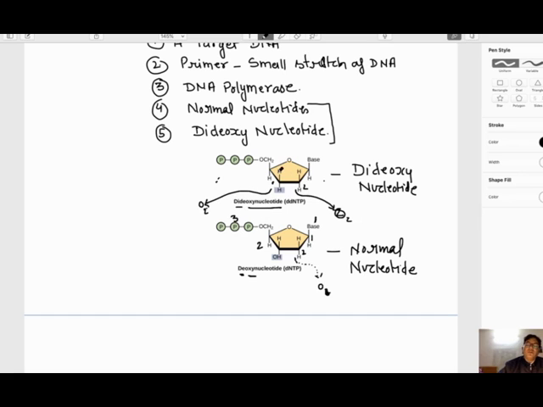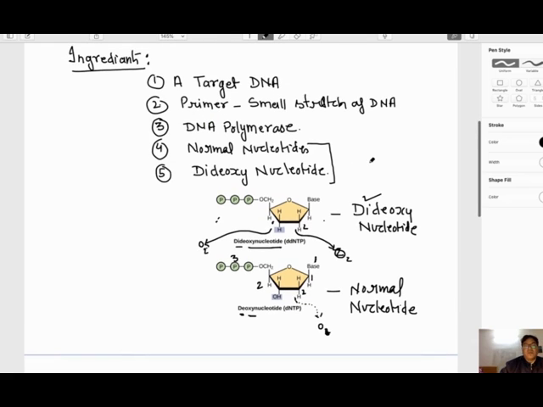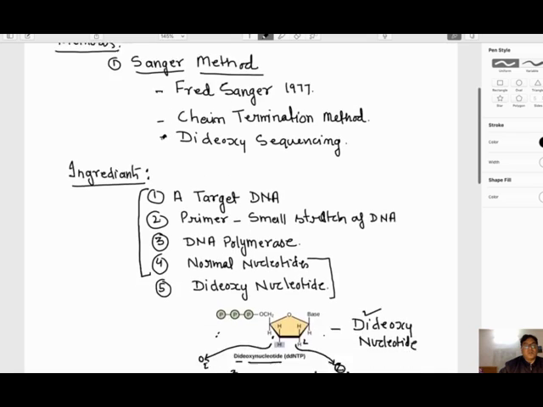Now, this type of nucleotide is an abnormal nucleotide. It cannot combine with any further phosphate, or we can say it cannot combine with any further nitrogenous base. So if we insert this dideoxynucleotide, then the chain is terminated. The formation of new DNA is terminated. So rest all the components are the normal components, the 4 normal nucleotides, which are required for DNA synthesis, DNA replication. All right. So chain termination method.